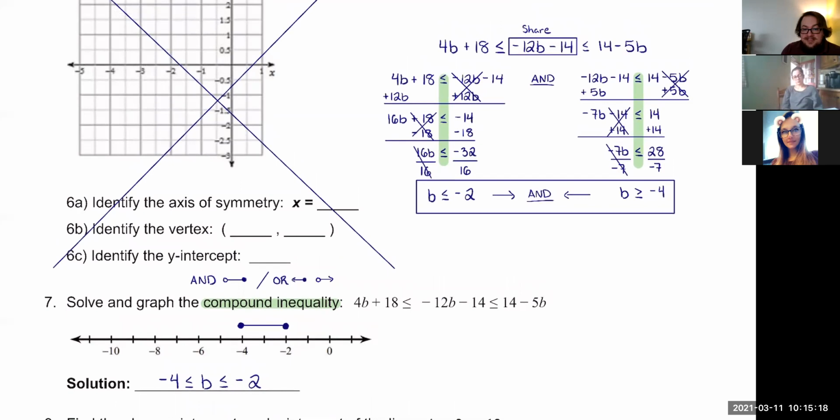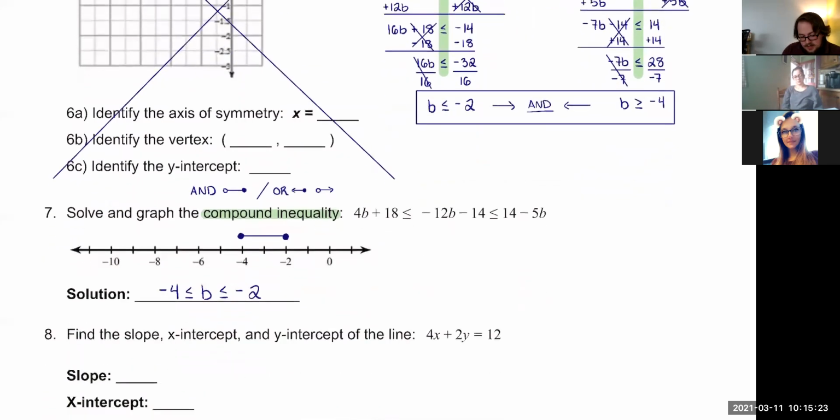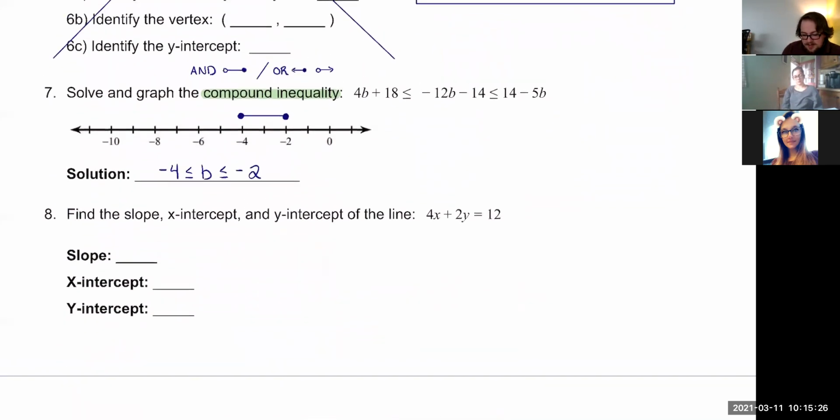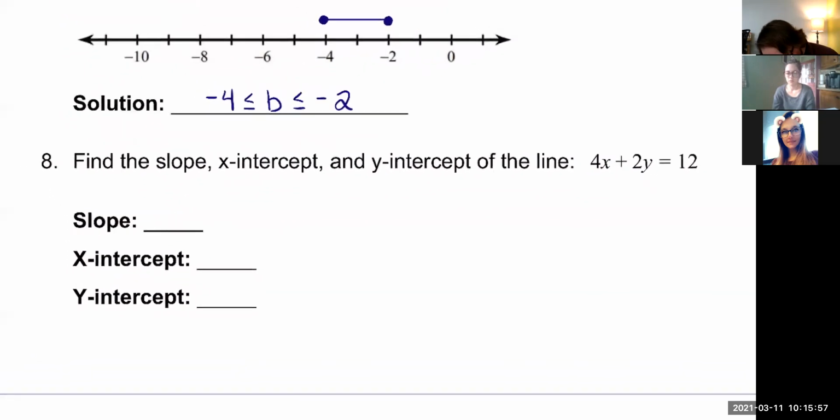So there is number 7. Number 8 is asking for 3 different things: slope, x-intercept, and y-intercept. Now, I would say that the slope and the y-intercept hopefully are the easiest of the 3, because if we could get this equation in slope-intercept form, we would have the slope and the y-intercept, which is why I'm going to start with the hardest one. That's what's usually the hardest one to find for most students, and that is the x-intercept.